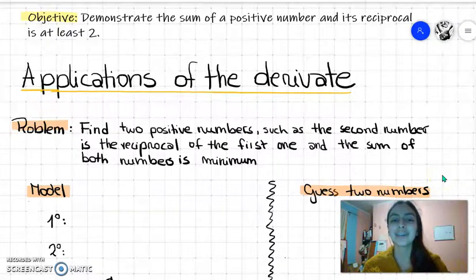Hi class, today we're continuing viewing applications of the derivative. So our class objective is to demonstrate the sum of a positive number and its reciprocal is at least 2.